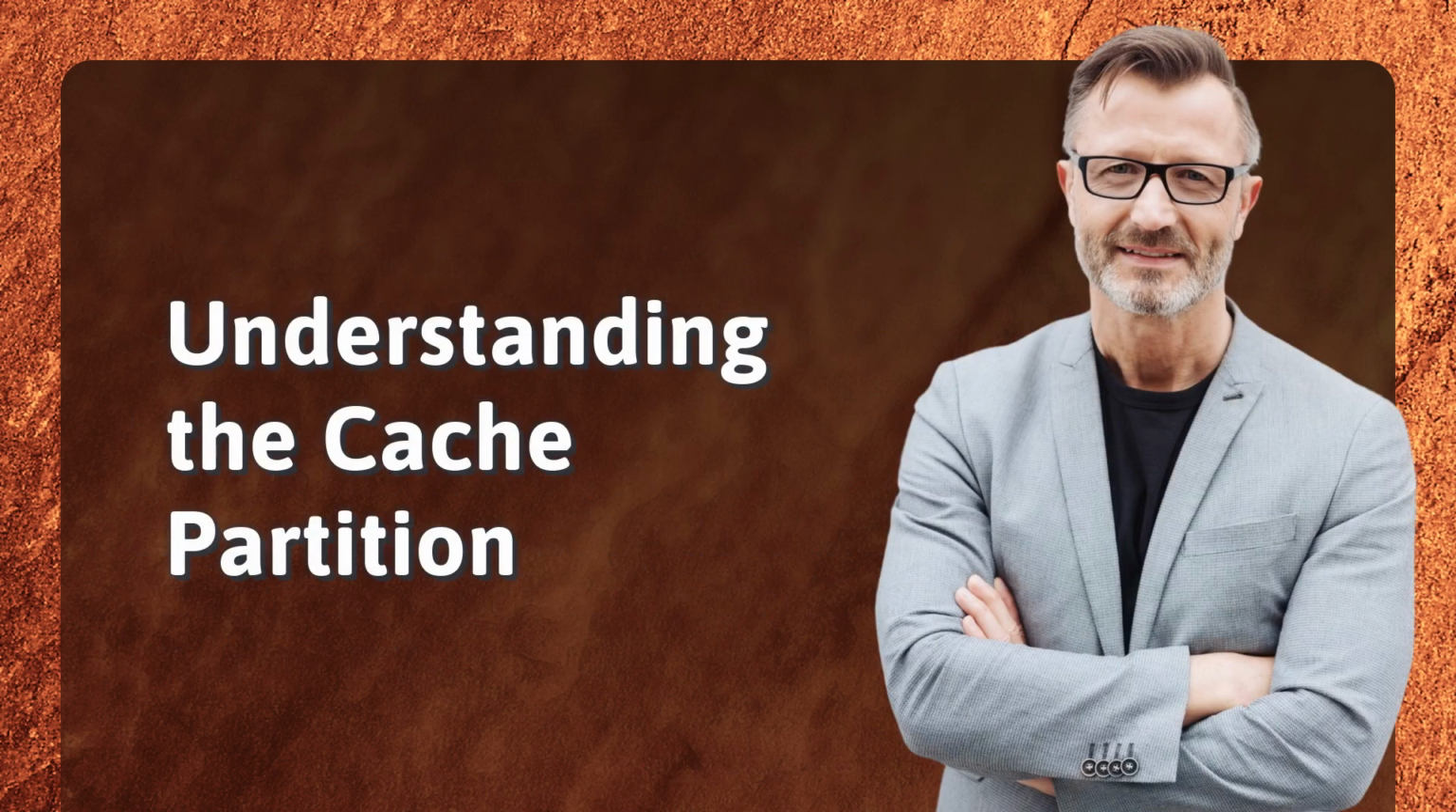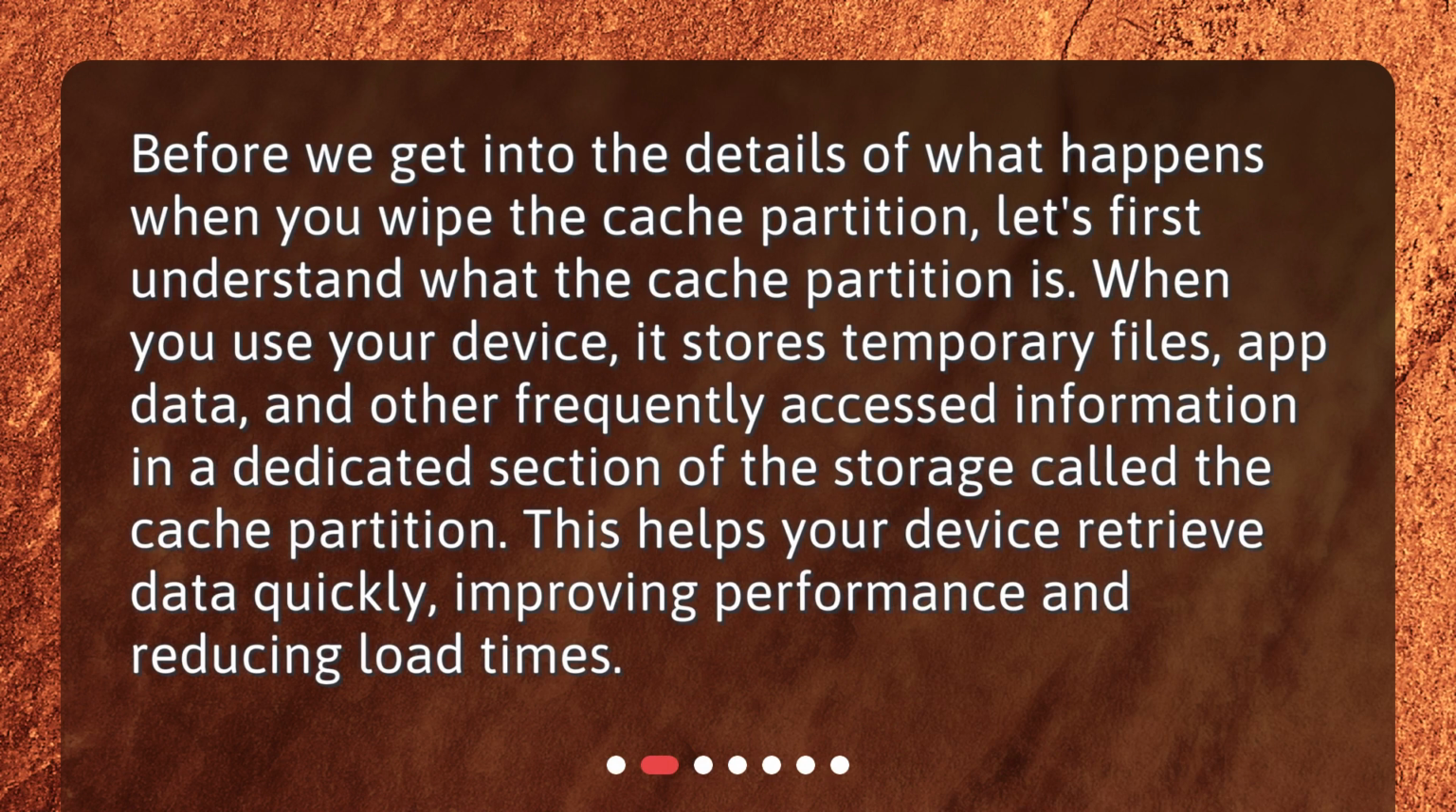Understanding the cache partition. Before we get into the details of what happens when you wipe the cache partition, let's first understand what the cache partition is. When you use your device, it stores temporary files, app data, and other frequently accessed information in a dedicated section of the storage called the cache partition. This helps your device retrieve data quickly, improving performance and reducing load times.